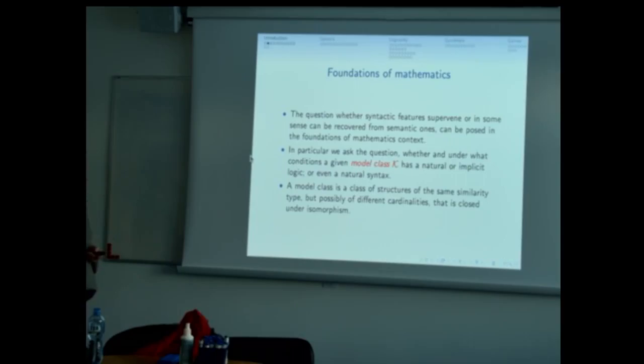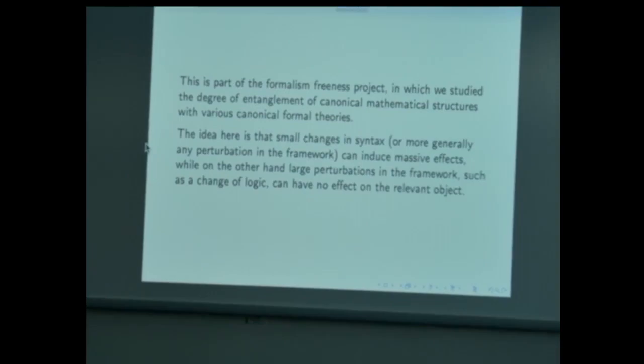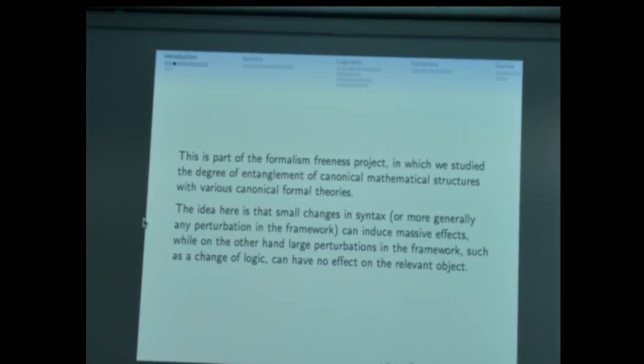And this is part of a project I've been thinking about for a long time, going by the name Formalism and Platonism, in which one can think about the degree of entanglement. So I had this notion of entanglement of canonical mathematical structures with various canonical formal theories, in the sense that a small change in the syntax, or any perturbation in the formal framework, can induce a massive effect, while on the other hand, large perturbations in the formal framework can have no effect on the object at hand. So this is a very curious phenomenon.